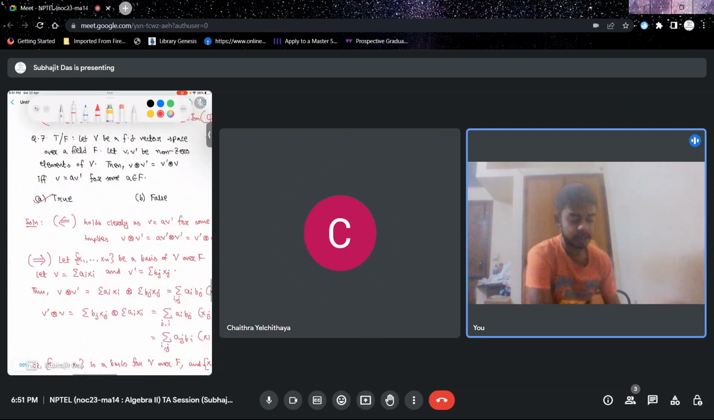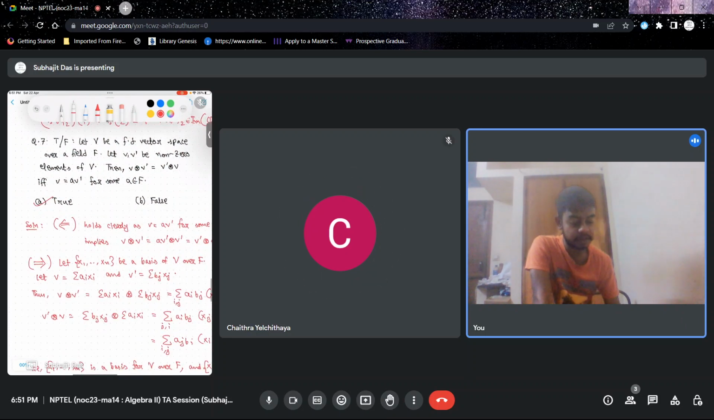So what I was doing is I was solving this problem. So I'll just give you a recap of this. You take a finite dimensional vector space V over a field F, and you take non-zero elements v and v prime of V. Then v tensored with v prime is equal to v prime tensored with v. These are just the elementary tensors in the tensor product of V with V over F. So these two elementary tensors will be equal if and only if v and v prime are linearly dependent. That is what we need to show.